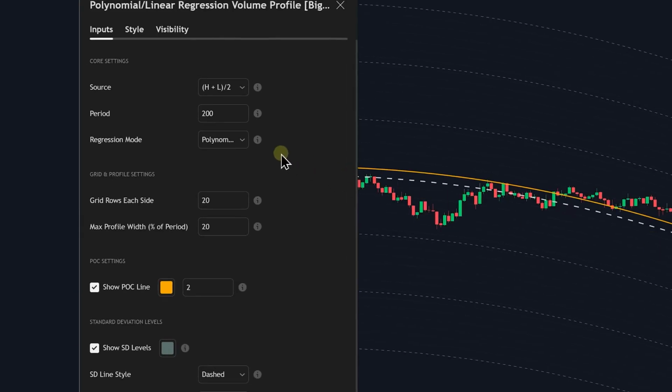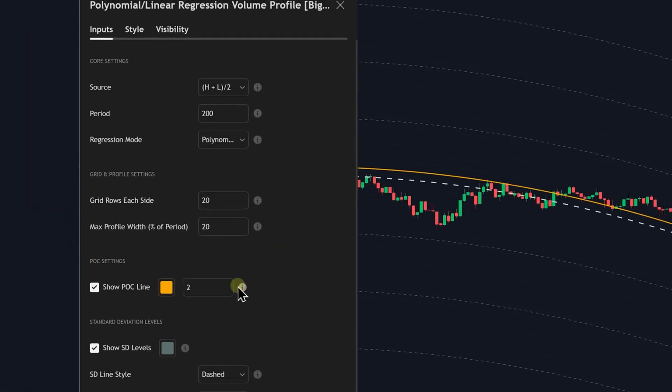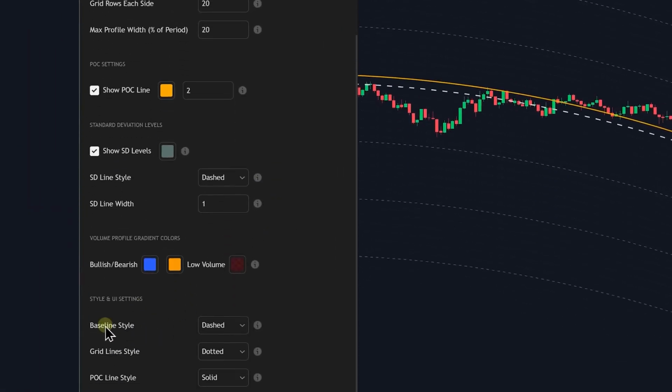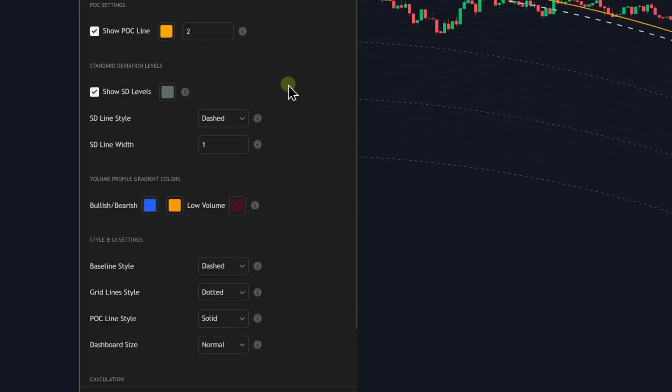The next thing to understand is the profile width or scaling. This controls how far the volume profile extends visually. If the profile is too wide, it can clutter the chart. If it's too small, it may be difficult to read the volume clusters. You want it wide enough to clearly see the POC and the major high volume zones, but not so wide that it covers too much price action. Then we have the style settings. You can adjust the regression baseline, the channel boundaries, and the POC line style. After you've made your changes, click OK.